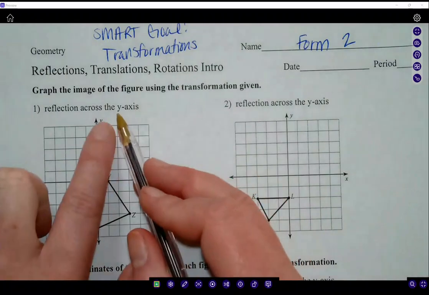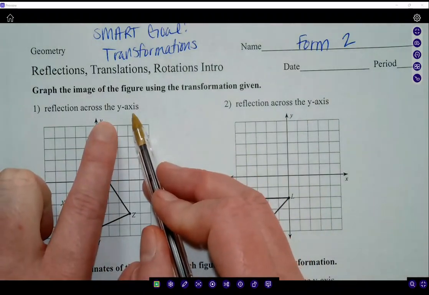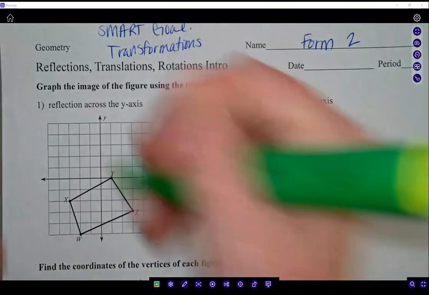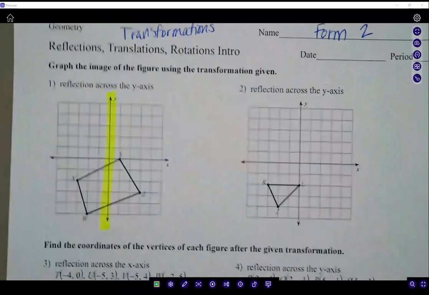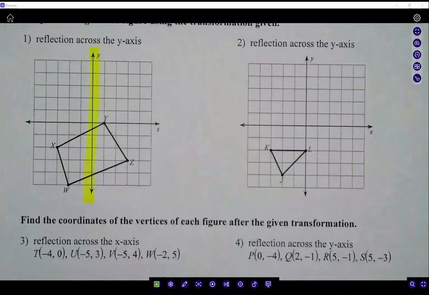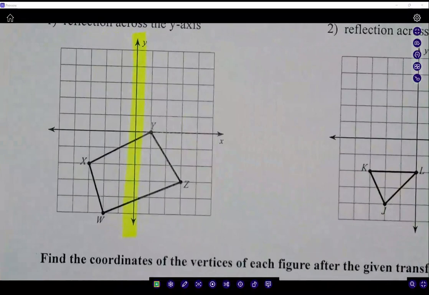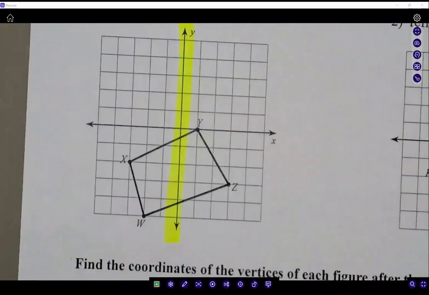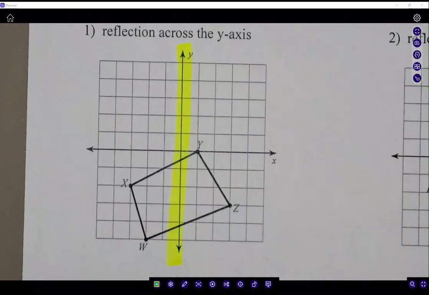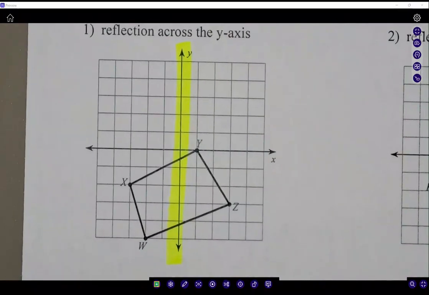So here it says across the y-axis. So you need to first identify where is the y-axis, and here it is. So I want to look at each point individually. Guys, this process is not meant to take a long time. I noticed that some kids did spend, I don't know, 10 minutes or so, like the entire last bit of class doing this. This should be able to be done very quickly.